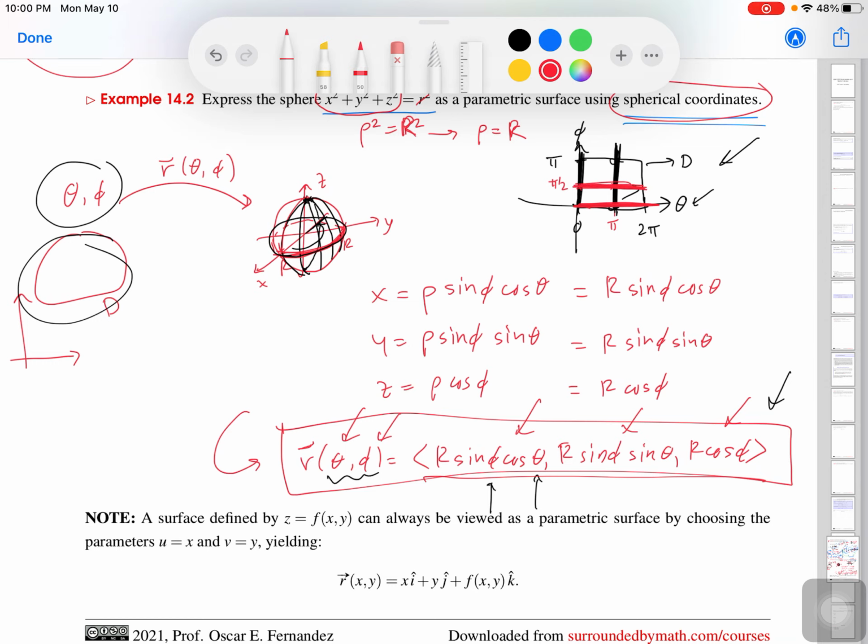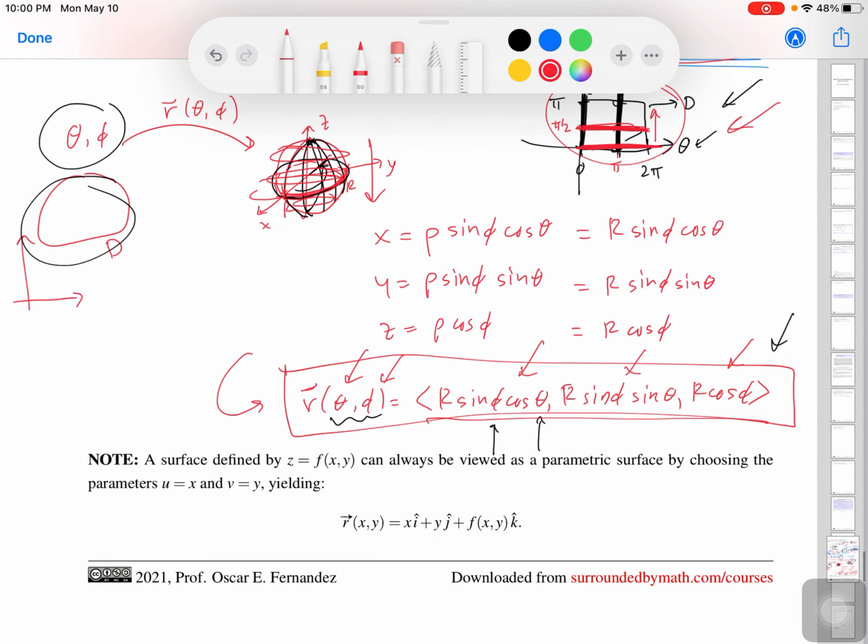And then as I go up in phi, I am going from latitude curves on the sphere to lower latitude to the equator, and then to lower still, so moving down toward the South Pole. Okay, so that is how grid curves here are generated from selecting particular u and v, in this case theta and phi combinations in the domain D.